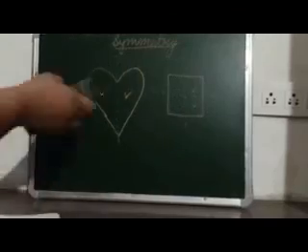Then we are having two axes of symmetry. One is the vertical axis of symmetry and the other is the horizontal axis of symmetry. So first of all, vertical axis of symmetry. Vertical axis of symmetry means a vertical line which divides a figure into two equal parts.